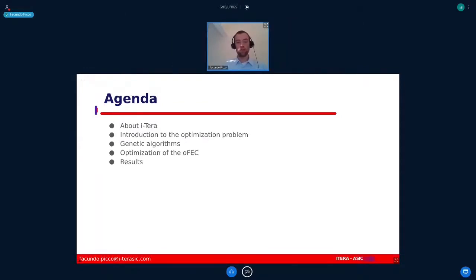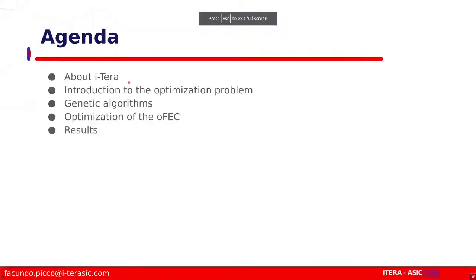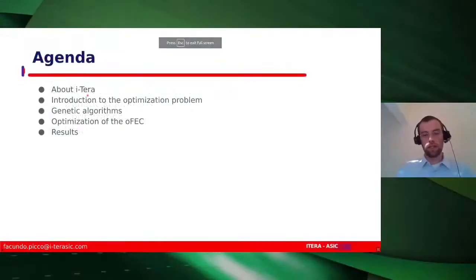This talk is organized in the following items. A quick introduction to start with about I-Tera and what we do here. Then an introduction on the problem we are about to optimize, so this forward error correction system. Then also a quick introduction about genetic algorithms to put us all more or less on the same page about what they are, what they are used for, and what their main characteristics are. And then going into how to use genetic algorithms for optimizing the forward error correction system, so the oFEC. And to finish with some results, some curves we have seen while doing the optimization.